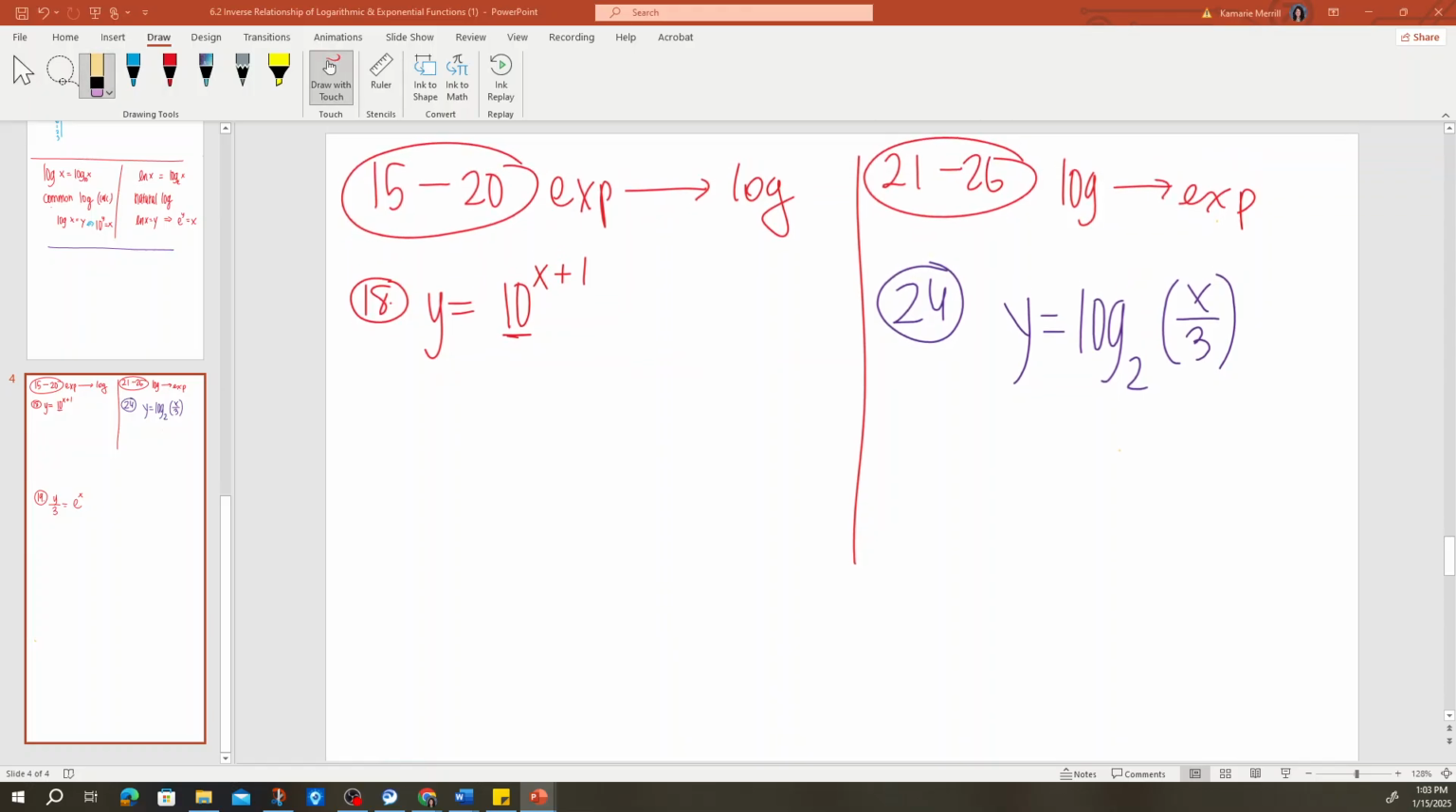So your numbers, let me erase this, let's say it's numbers 19 through 24. We'll have you guys go from exponents to logs. And then your numbers 25 through 30 ask you guys to go from logs to exponents. So let's do these together.